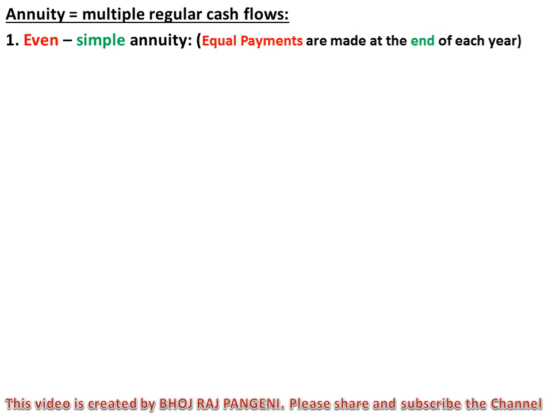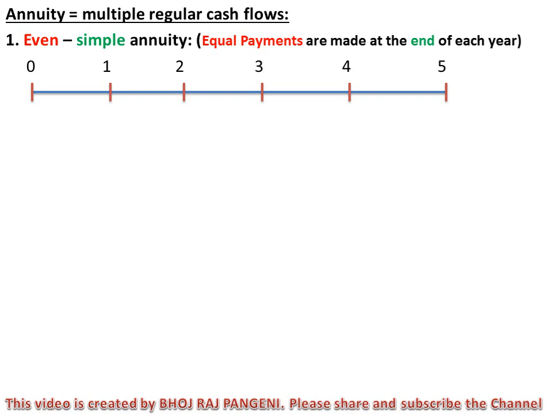Simple means payment made at the end of each year. So even simple annuity means equal payments are made at the end of each year. Have a look at the timeline: 0, 1, 2, 3, 4, 5 is our number of years, and rupees 500, 500, 500, 500 and 500.